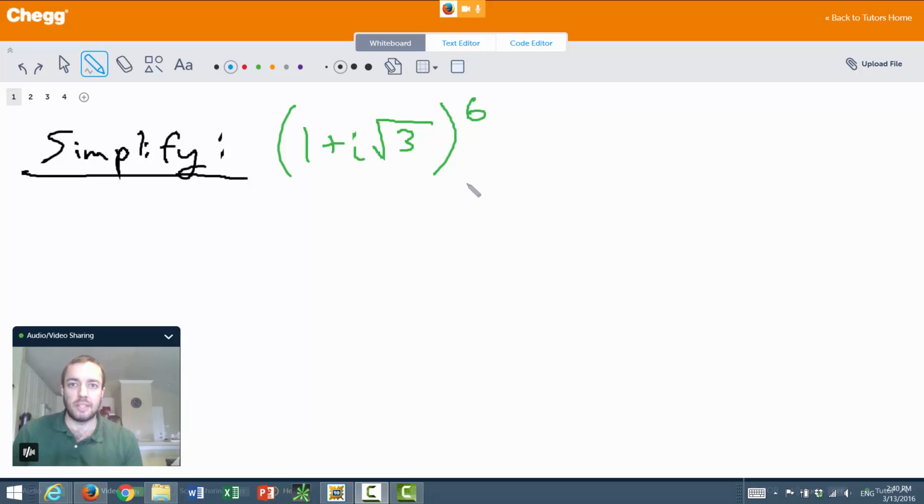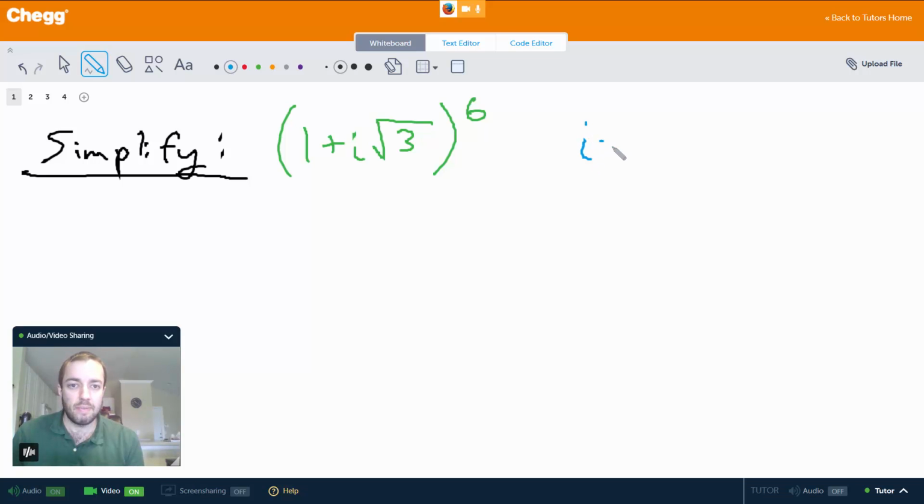I mainly do math and computer science, and in this video I'd like to do an example of using DeMoivre's theorem to simplify an expression. So here we have to simplify the quantity 1 plus i times the square root of 3, all raised to the 6th. And here we're talking about i as the imaginary unit, the square root of -1. So we're dealing with complex numbers here.